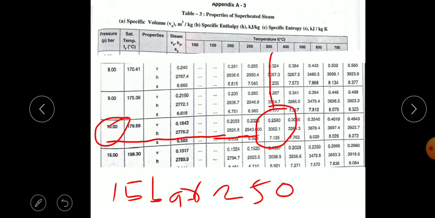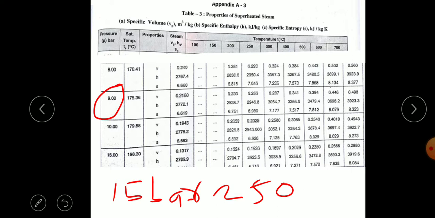Specific volume 0.25, enthalpy is 30, and entropy is 7.1. Suppose we have not mentioned that the steam is superheated, and the steam pressure is given as 9 bar and temperature is 400 degrees. We have to find the quality of the steam, meaning we have to decide whether it is saturated or superheated.